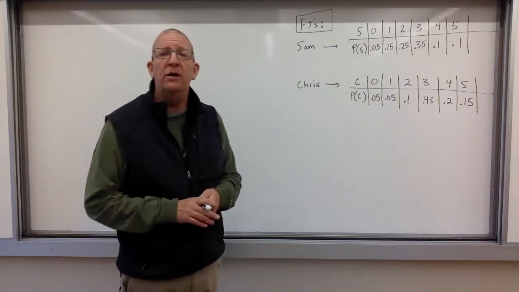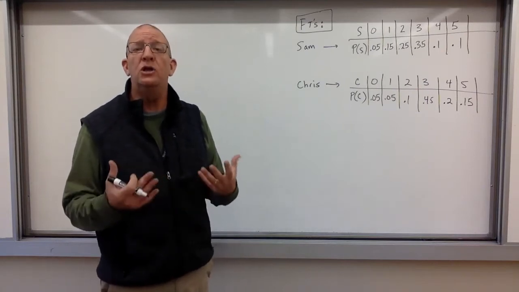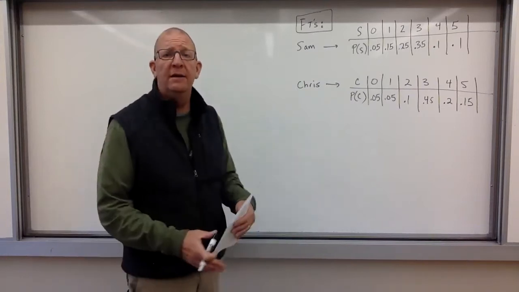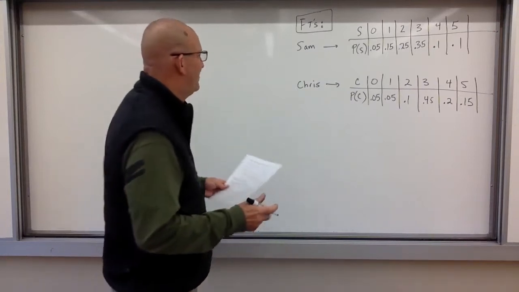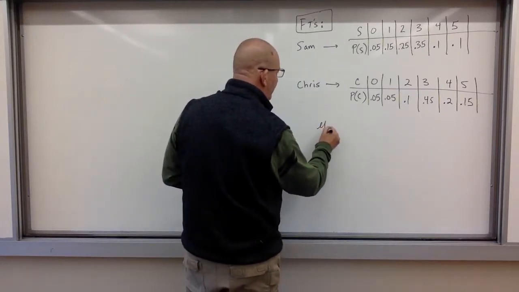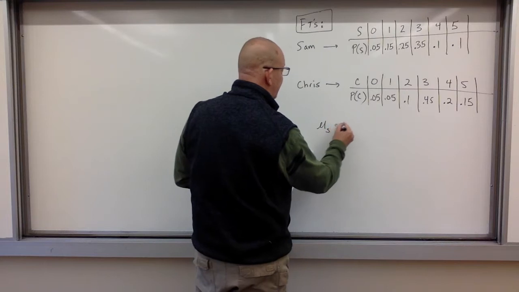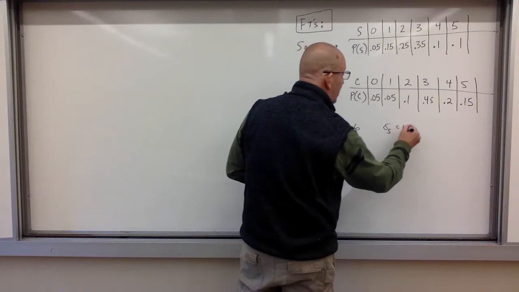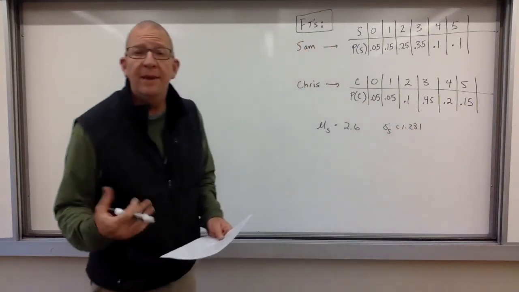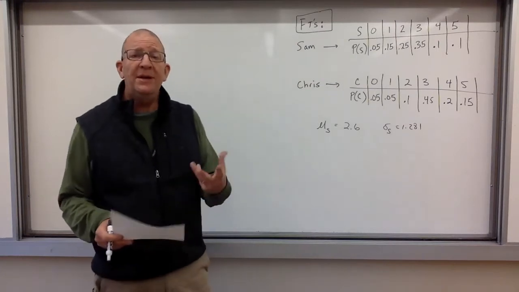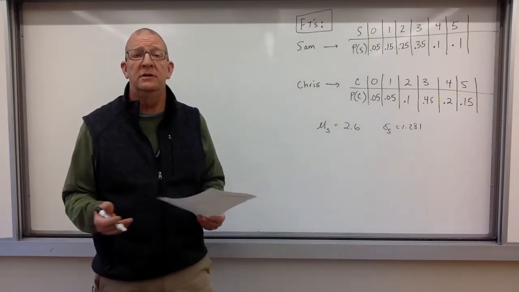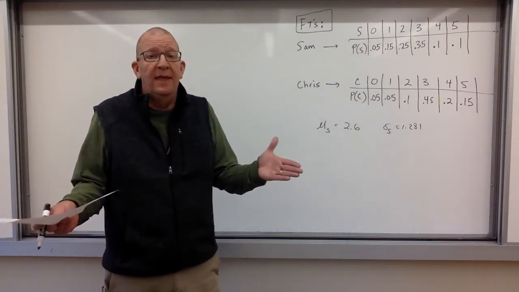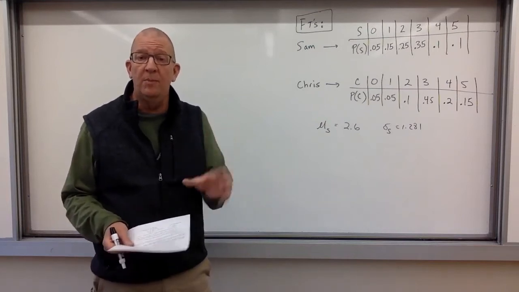And so as you know, we calculate the mean and the standard deviation for each shooter. I'm not going to go through those calculations here. I think you know how to do that. But I'm going to give you the values. So here's what we know. We know that the mean for Sam is 2.6 with a standard deviation of 1.281. Now, what does that mean? That means that Sam can expect to make 2.6 free throws each day after practice. When Sam doesn't make 2.6 free throws, the number that Sam makes will vary by 1.281.